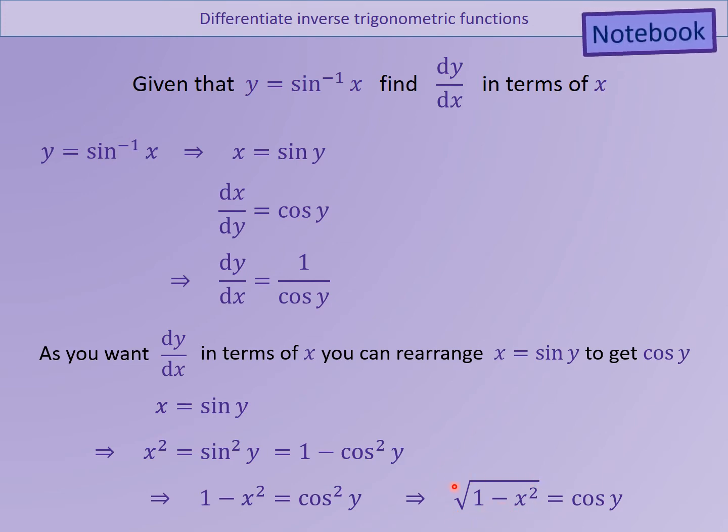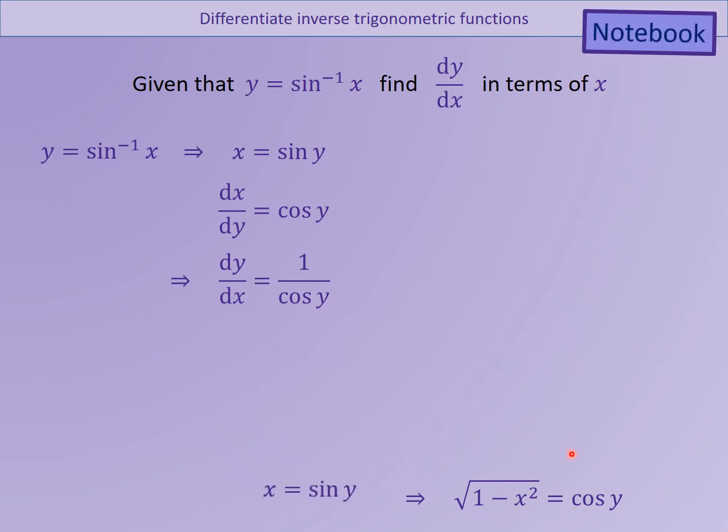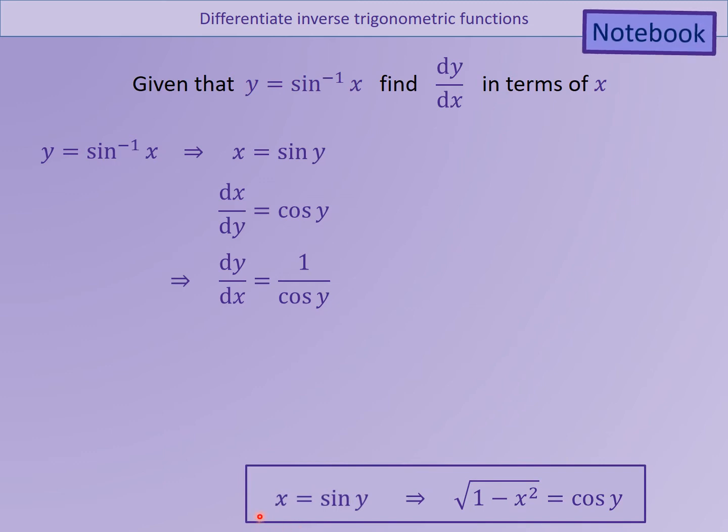And yes, you are quite right in thinking it should be plus and minus. I'll discuss why it's only the positive version in a second. So cos y is the same as the square root of 1 minus x squared. So that can get substituted back in here. If x equals sine y, that implies that the square root of 1 minus x squared equals cos y. All right, so I can work that bit out from there.